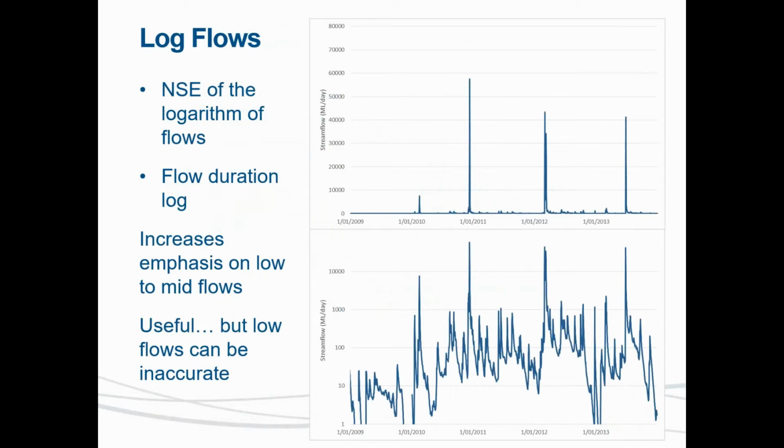So two common statistics that you might also use are the Nash-Sutcliffe of the logarithm of the flows, modeled and simulated, or the Nash-Sutcliffe of the flow duration curve of the logarithm of the flows. Both of these statistics will increase the emphasis of the objective function on low and mid-range flows.